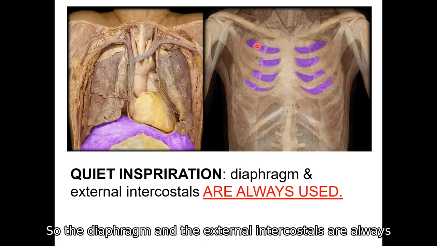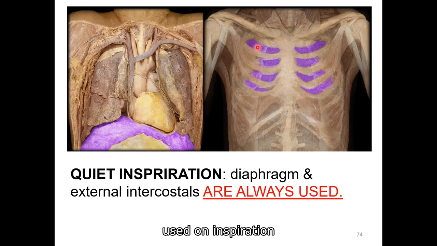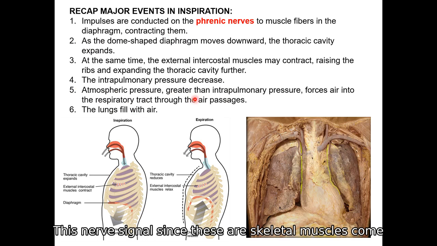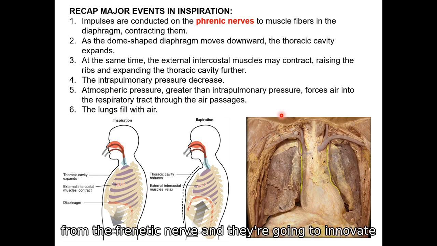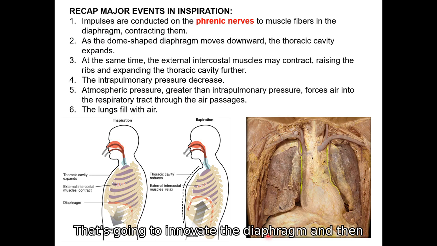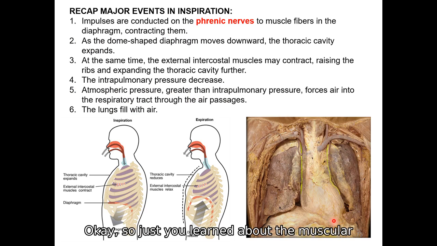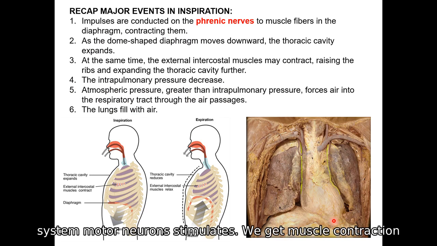So the diaphragm and the external intercostals are always used on inspiration. This nerve signal, since these are skeletal muscles, comes from the phrenic nerve, and that's going to innervate the diaphragm. And then we also have nerves going to the external intercostals. Okay, so you learned about the muscular system: motor neurons stimulate, and we get muscle contraction.